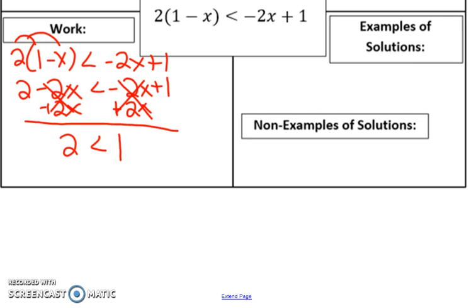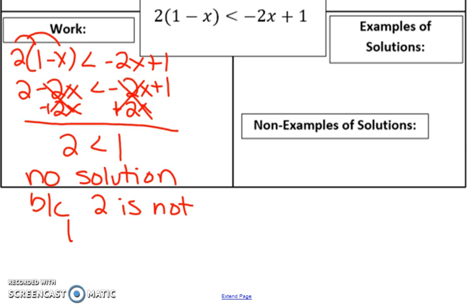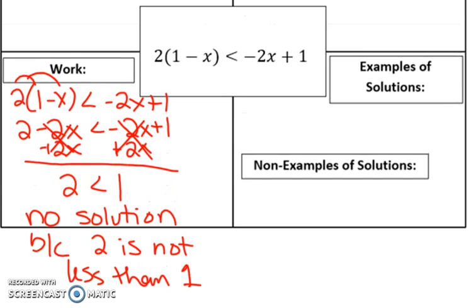Now, just like equations, you have to ask yourself, but make sure you know your symbols. Is 2 less than 1? Well, no, it's not, so there is no solution to this problem. And I'm going to put a note on here so we remember 2 is not less than 1. Now, if it said 2 is greater than 1, that is a solution. But because 2 is not less than 1, there is no solution.